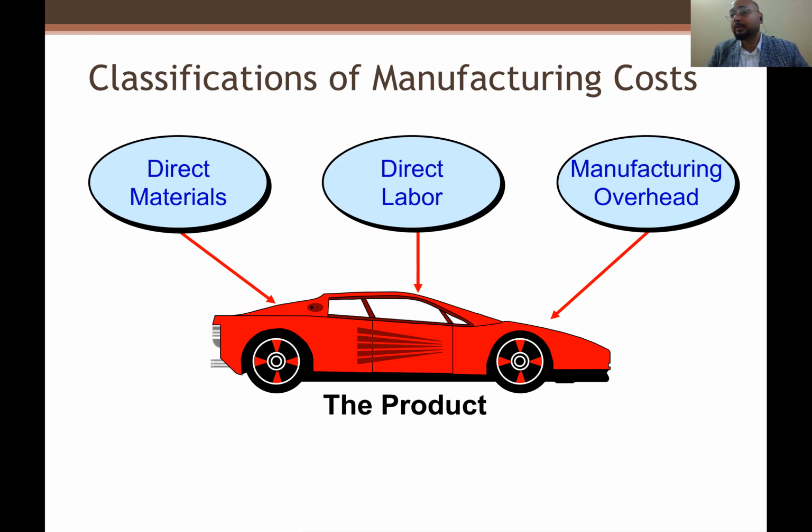Right? So some students confuse manufacturing cost with manufacturing overhead because they just focus on the word manufacturing here and manufacturing here. No. Manufacturing cost consists of 3 costs: direct material cost, direct labor cost, and manufacturing overhead. So let's talk about the direct material.